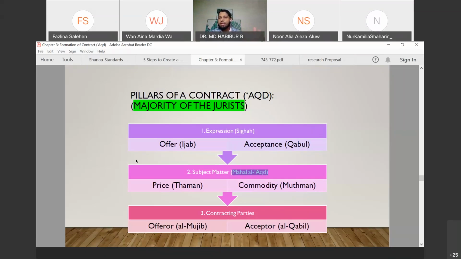Let's say even though offer and acceptance is okay, but there is an issue in the price, there is an issue in the commodity, still we can consider the contract valid, and then we have to settle the problem. But on the other hand, based on the opinion of the majority, it is quite difficult, because they consider all six among the pillars. So if anything happens regarding the price, the contract is invalid according to the majority. But for Hanafi, the contract is still valid.